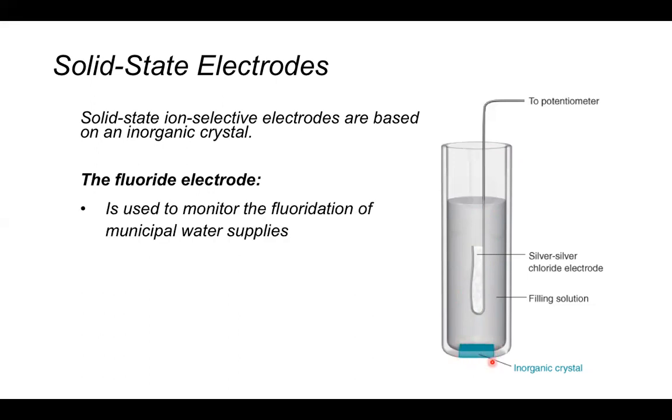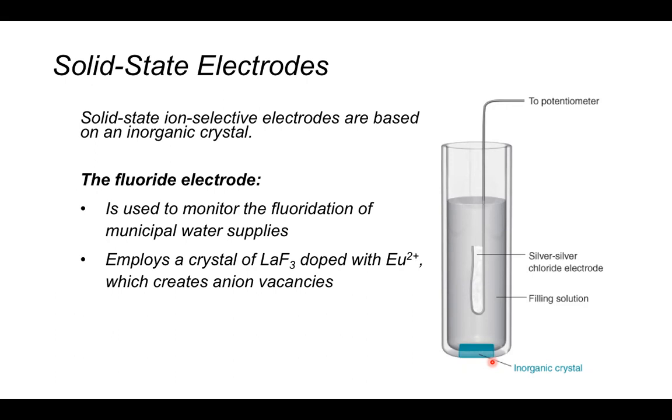The fluoride electrode is used to monitor the fluoridation of municipal water supplies. This electrode is important because we don't want over-fluoridation of our water, but we also don't want under-fluoridation, because fluorine is an important additive to municipal water supplies. And so we employ a crystal of lanthanum fluoride doped with europium, which creates anion vacancies in the crystal. We'll talk about some of those concepts later on, but basically it means that there are holes in this membrane.